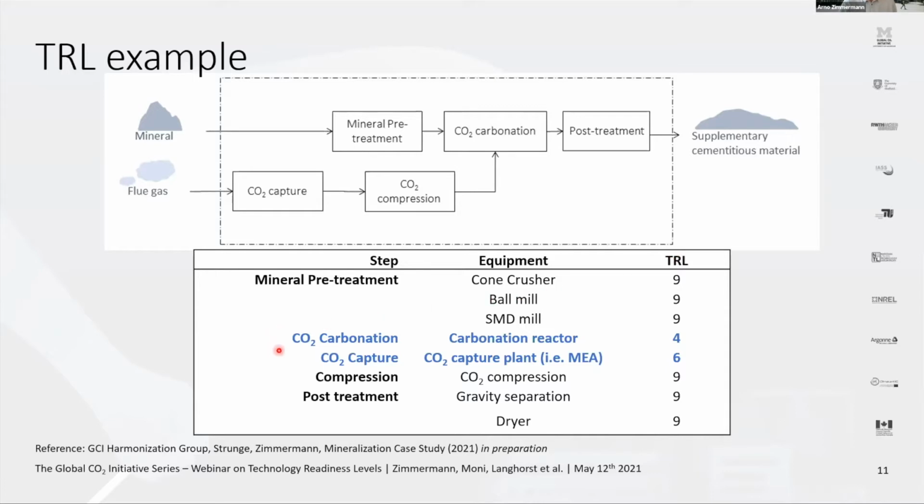However, the CO2 carbonation is probably our most critical one, because for our carbonation reactor, we do not have a detailed process model yet available. We just have the first outline. So this is how we judged it as TRL 4, and then the CO2 capture plant, in this case, we believed it to be TRL 6.